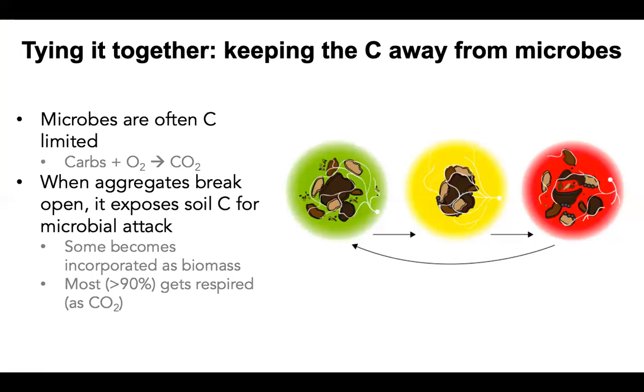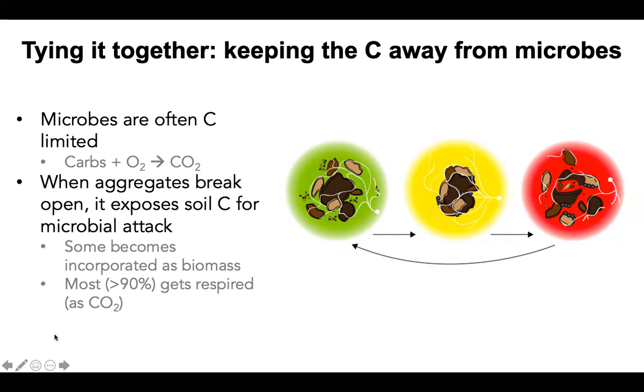When aggregates break open, it exposes soil carbon. Those aggregates were clumps, and when those clumps break apart, all of a sudden microbes can access the soil carbon. When they start eating up that soil carbon, some of it gets incorporated as biomass. It becomes part of their body. But most of it, over 90% of it, gets respired as CO2.